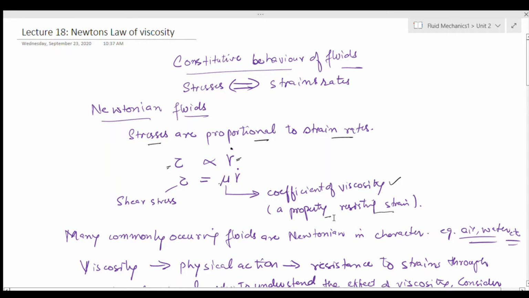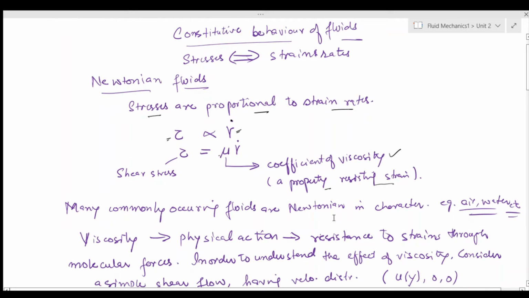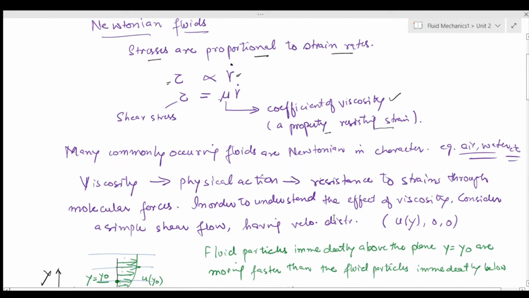Many commonly occurring fluids are Newtonian in character, for example air, water, etc. When I say that they are Newtonian in character, I mean that tau is directly proportional to gamma dot, that is shear strain rate. Now, viscosity is a physical action which happens due to resistance to strain through molecular forces.